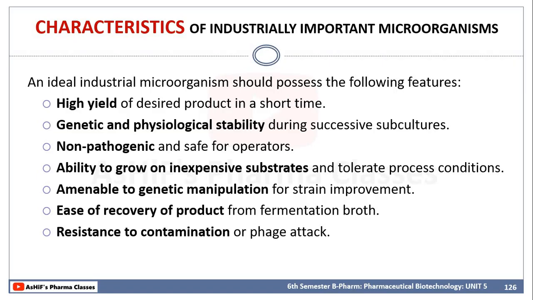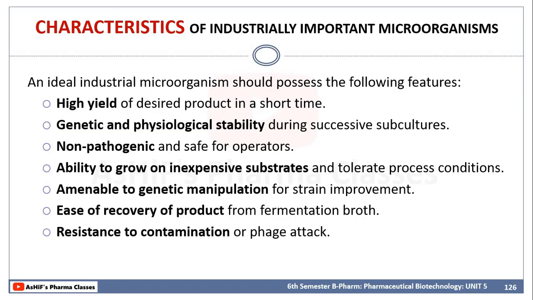Then, genetical and physiological stability during successive subculturing. Sometimes we may have to perform the fermentation as a batch process, so we have to subculture the isolated microorganism. It should withstand different kinds of successive subculturing, and it should be non-pathogenic, because it has to be handled by human resources. It should not cause any kind of infection to the operators operating the fermentation process, and it should have the ability to grow in inexpensive substrates.